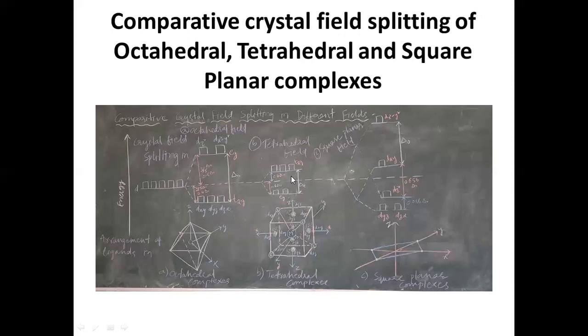And also the ligands approaching in case of octahedral are along the axis, and they are directly influencing the orbitals that are along the axis. Whereas in case of tetrahedral complexes, they are approaching the central metal ion along the corners of the cube. So they are influencing the orbitals to a much smaller extent. That's why the splitting energy in case of tetrahedral field is much lesser when compared to octahedral field.